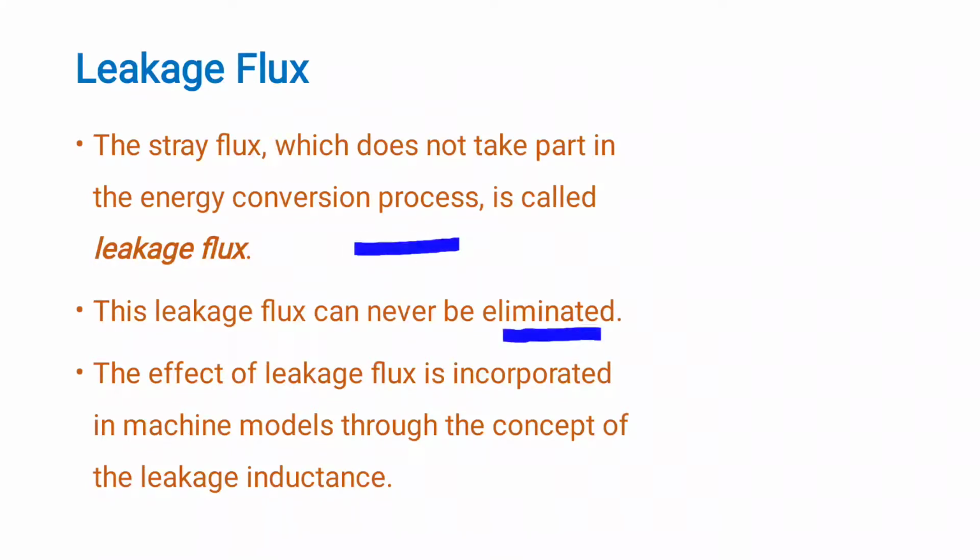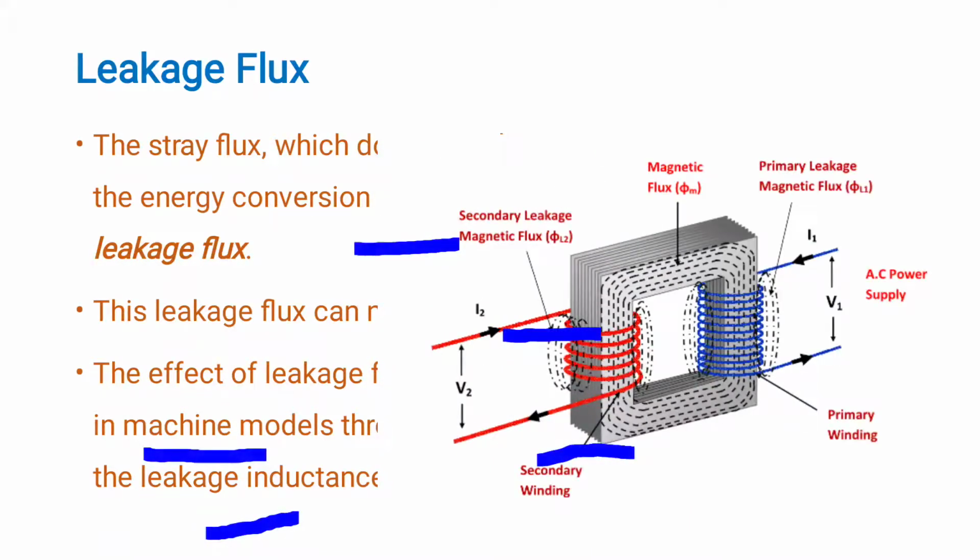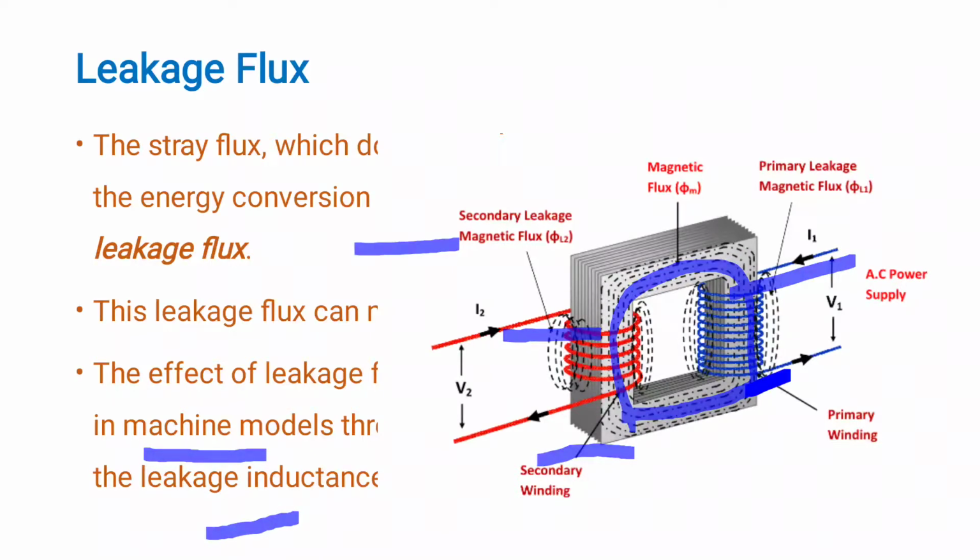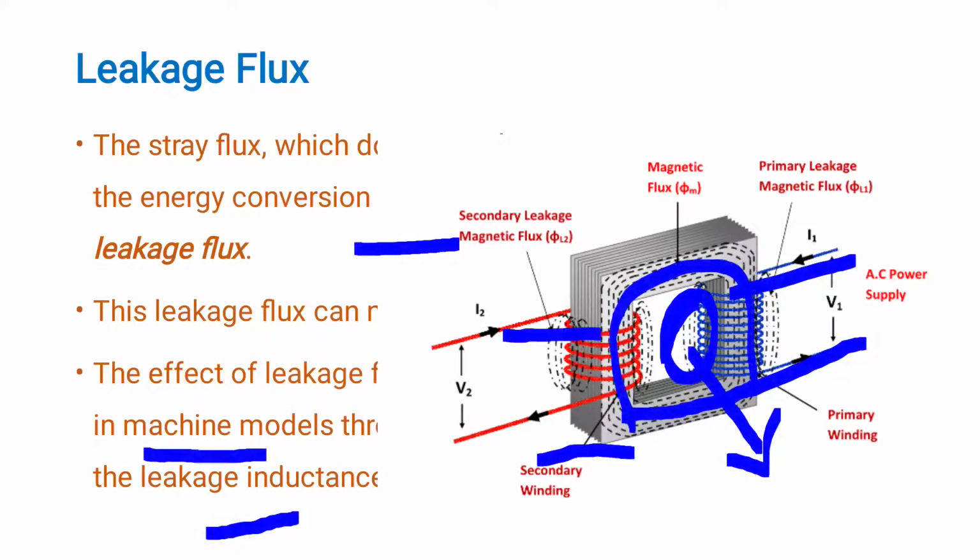The effect of leakage flux is incorporated in the machine model through the concept of leakage inductance. Some of the flux is useful flux that cuts the other winding, induces an EMF in the secondary, and converts into electrical energy in another form. But the fluxes that leak out are not useful. That is your leakage flux.